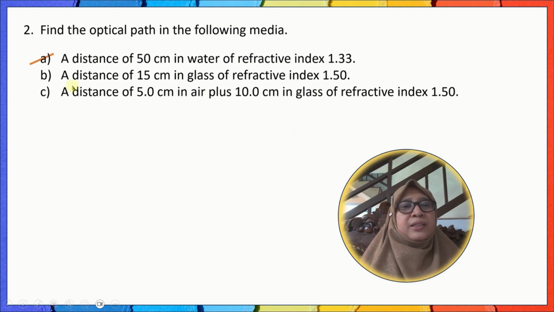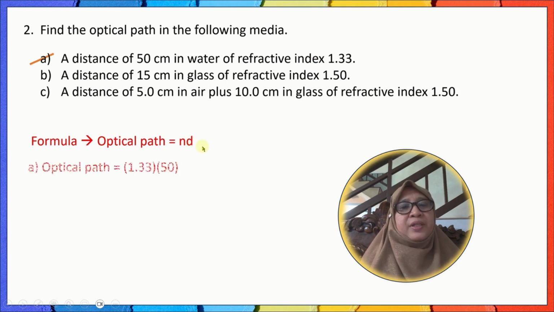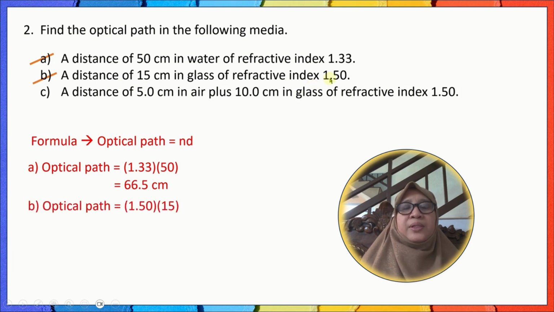So for the first question, for optical path, we use the formula n times d. n is the refractive index, d is the distance in the medium. So n is 1.33 and the distance in the medium is 50 centimeter, so the answer is 66.5 centimeter. Next, for question B, a distance of 15 centimeter in glass of refractive index 1.50, that means 1.50 times 15. So the answer is 22.5 centimeter.